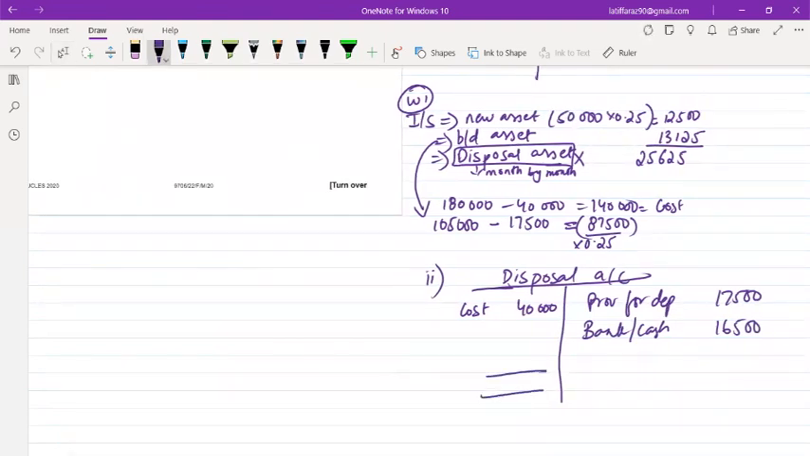Then we can calculate the gain or loss on the disposal. In this scenario, there is a loss on disposal. So we will quickly calculate the loss. 17,500 plus 16,500 minus 40,000. So there is a loss of 6,000. Okay.